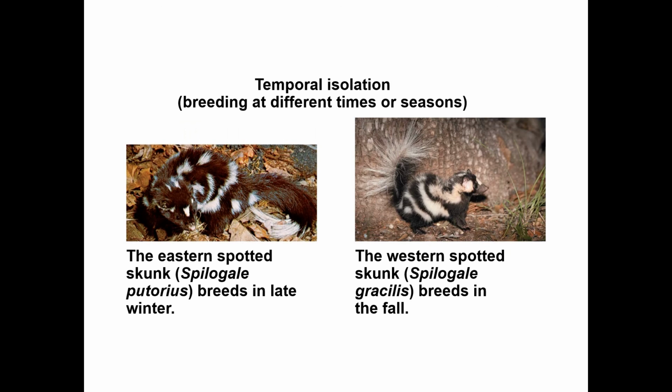Another example is temporal isolation. This happens when two organisms are not ready to breed at the same time. For example, these two skunk species have overlapping territory, but one of the skunks goes into estrus in late winter, and the other one is ready to breed in the fall. If a male from one species encounters a female from the other, they won't be interested in each other at the same time. This is a classic example of just not being in the mood.